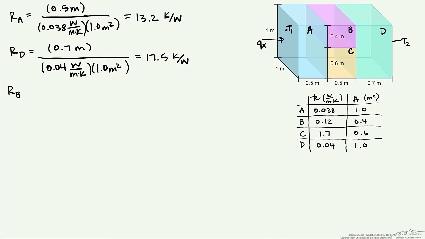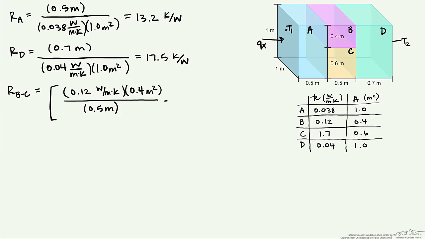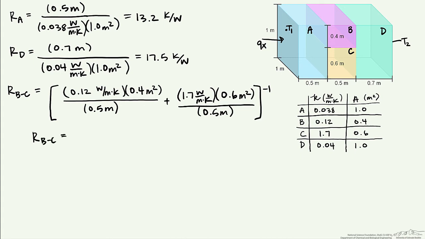And so what this is going to equal is, for B, 0.12, here's our thermal conductivity, watts per meter Kelvin. And this is multiplied by its area. And notice that this is just the inverse of the resistances we wrote before, obviously with their own numbers. And so we do the same thing for our C. And so when we calculate this, what we call equivalent circuit, we end up with 0.47 Kelvin per watt.